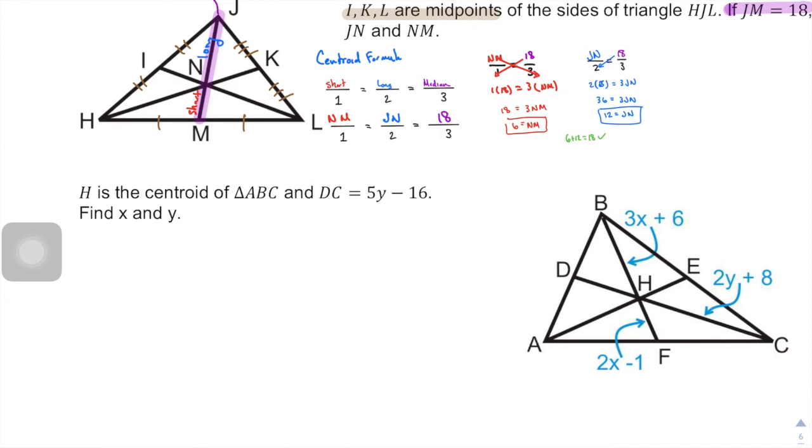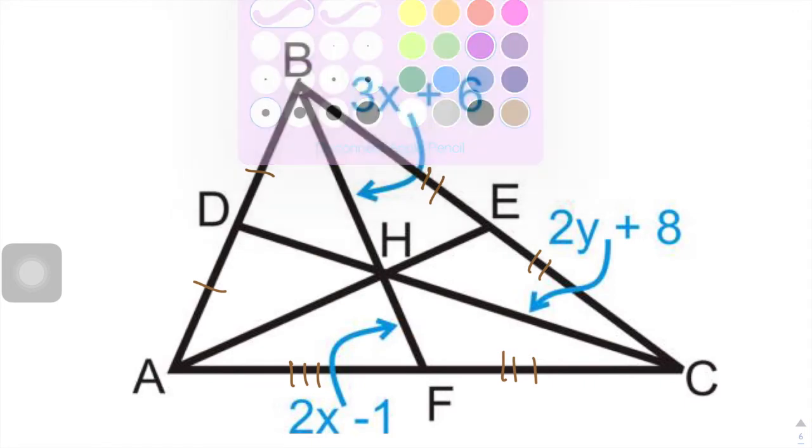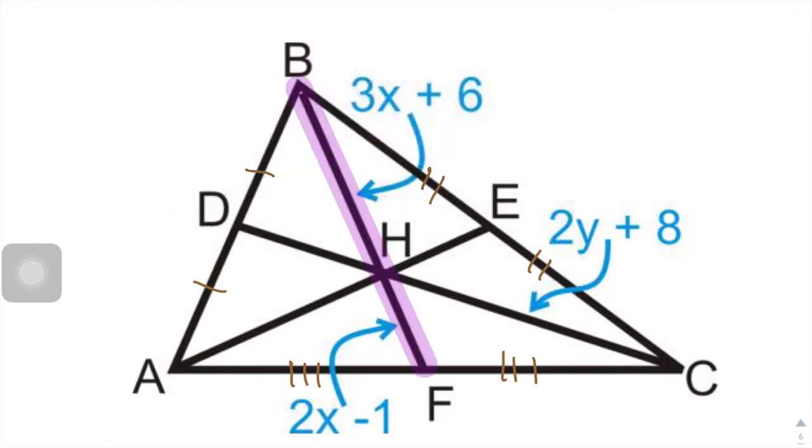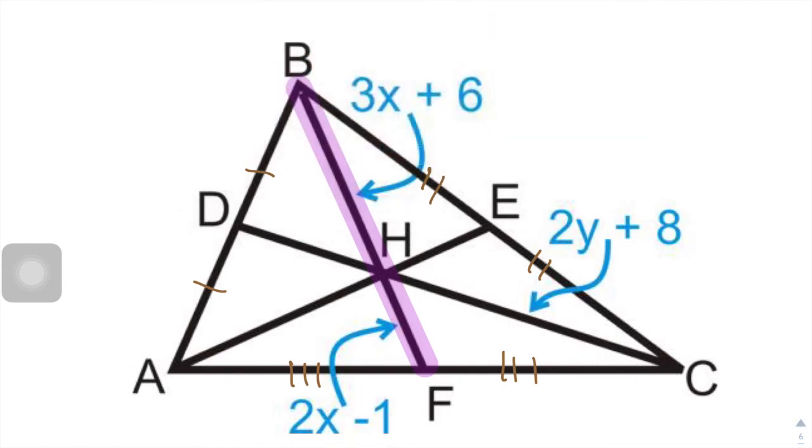Let's take a look here. Here they just explicitly tell us H is the centroid. So let's mark it quickly as the centroid. That means putting in our midpoint marks for each side. And then they tell us to find X and Y. So we'll find X first. I'll notice that X belongs to this particular median, and in that median, we have the short piece and we have the long piece.